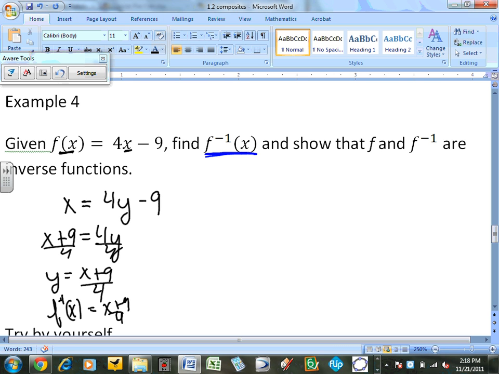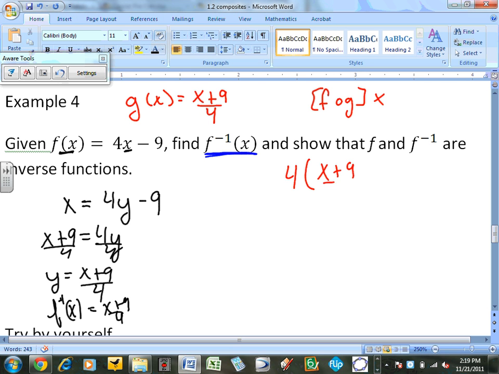To show that they're inverses of each other, all we have to do then is do f of g of x and g of f of x. So here's my f of x. In this case, let's say my g of x is my inverse, so it'd be x plus 9 divided by 4. So let's do f of g of x. Let's see what it equals. All right, so anywhere I see an x, I'm going to plug in x plus 9 over 4. So 4 times x plus 9 over 4, minus 9.